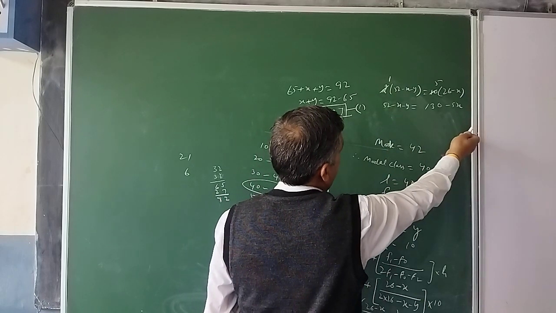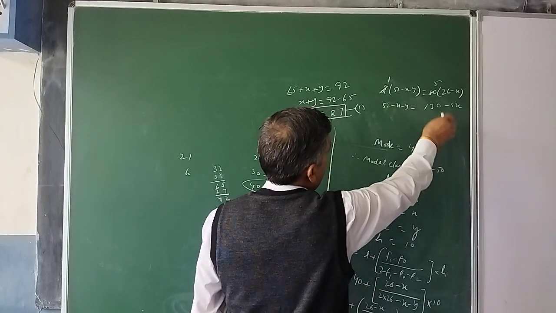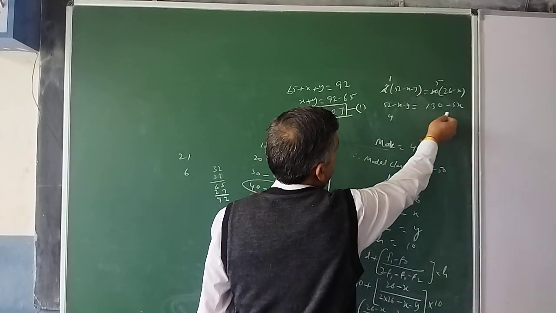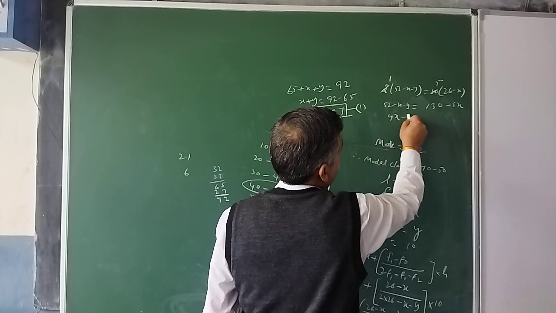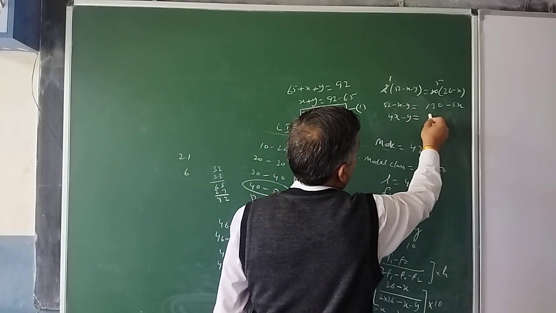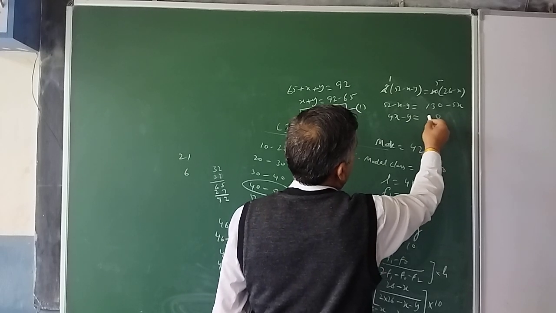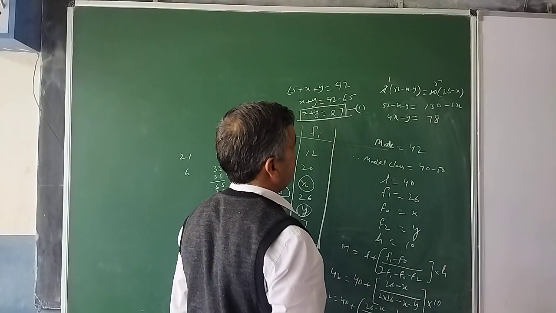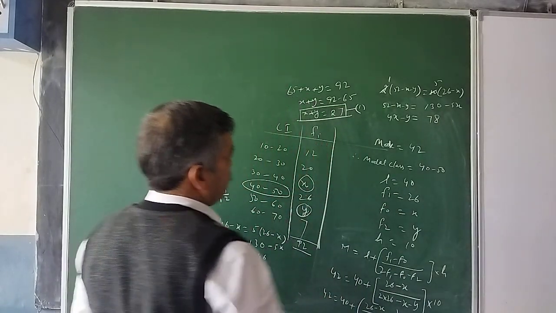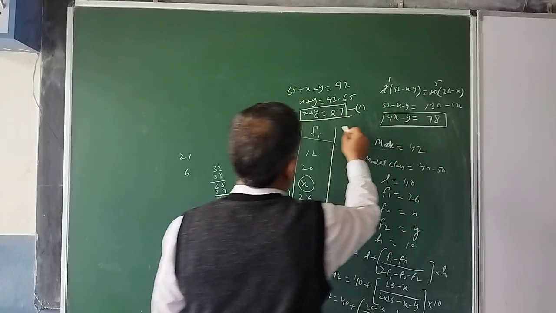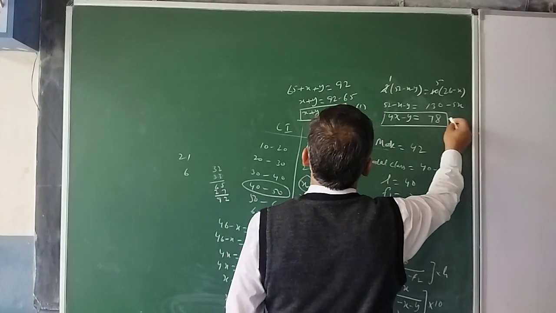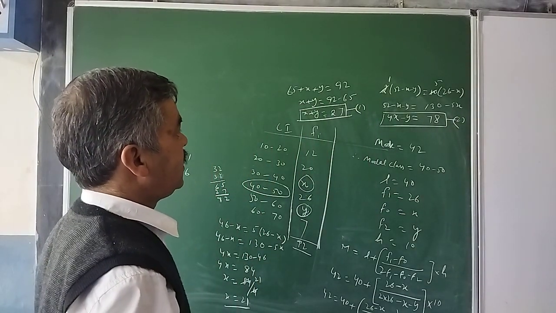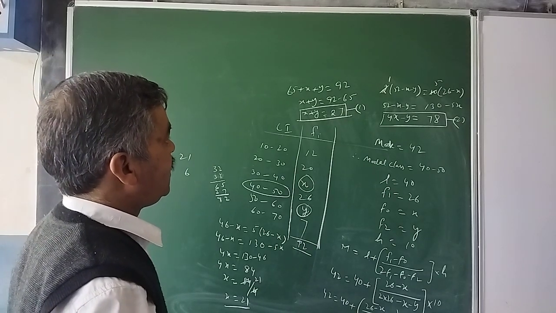So if you shift these x and y to that side, or this you will bring to this side, that is your choice. 5x if you are taking to this side, 5x minus x will make it 4x minus y is equal to 130 minus 52, which will be 78. So this is the second equation. First equation x plus y is equal to 27. Then this is the second equation, 4x minus y is equal to 78.